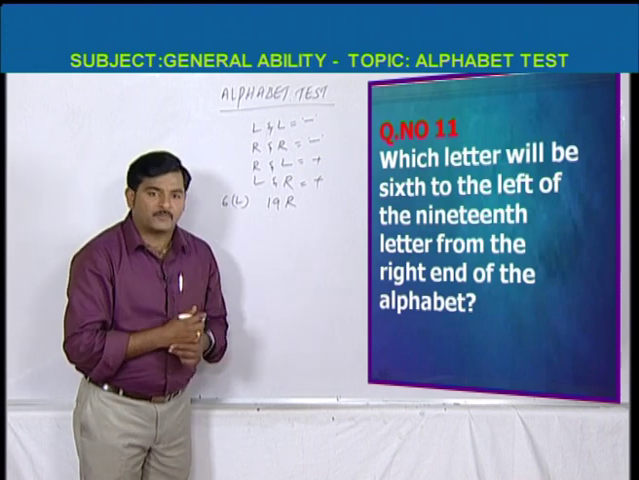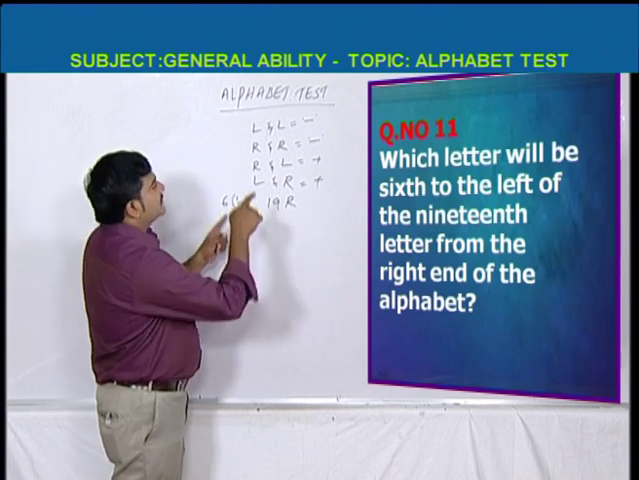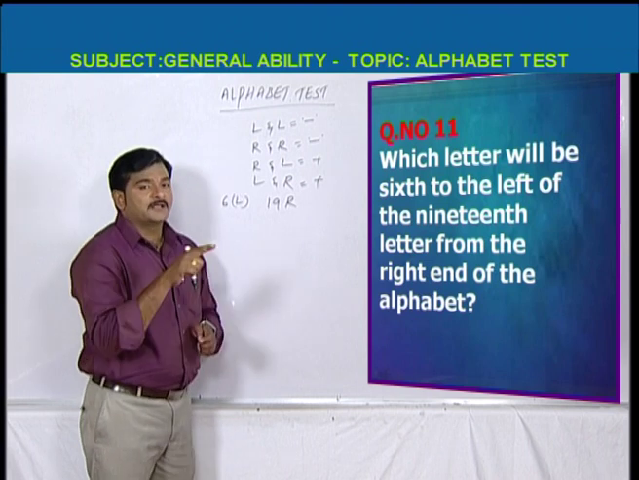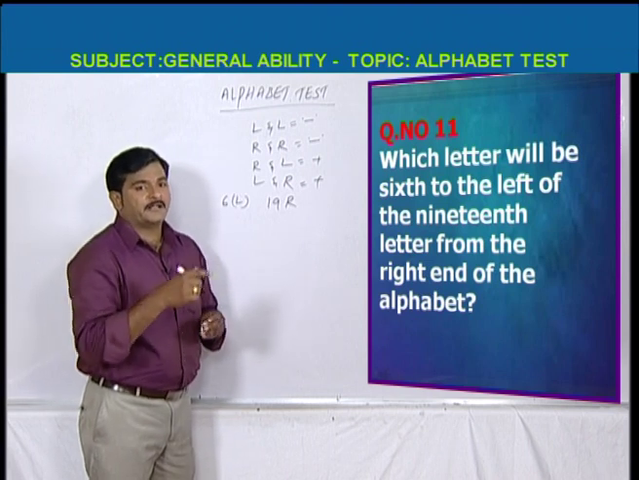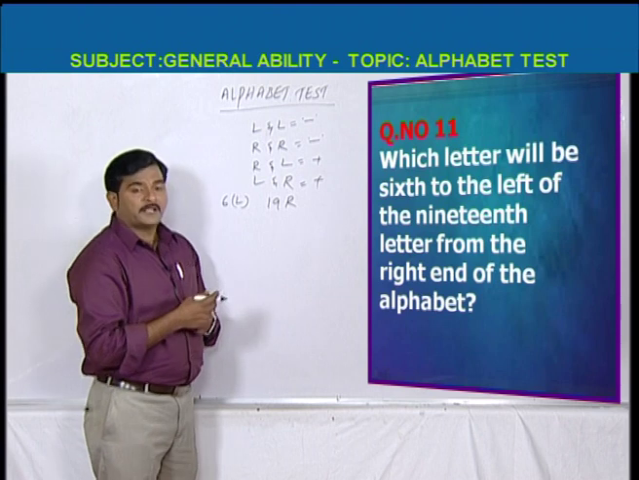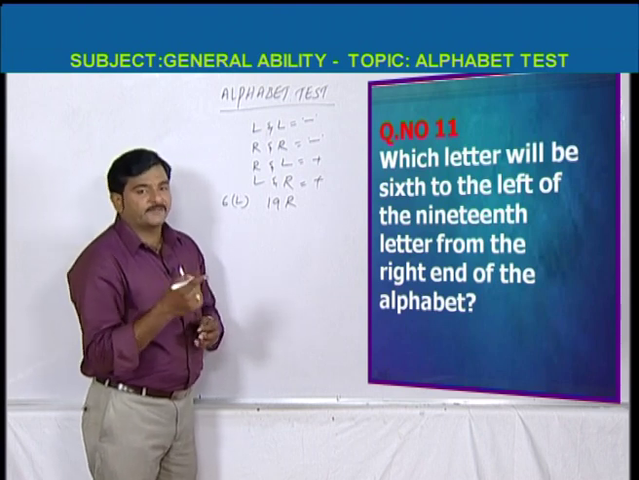If we write the complete alphabet and find it, it may take more time. That's why this can be solved simply by using the given conditions. Left and left means minus, right and right means here we can take again minus. Left and right, right and left means simply we can take plus.